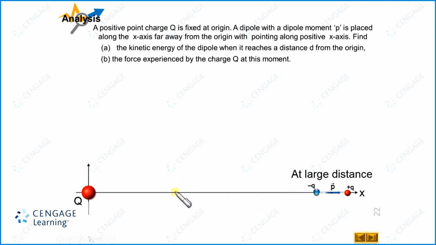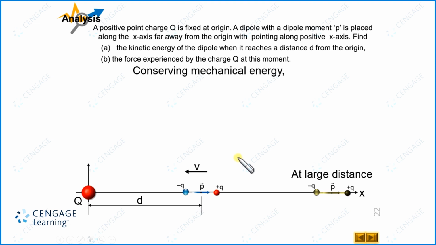Okay, so let us release this dipole like this, and it has reached this position at a distance d, and at this time the velocity of this dipole, say, is v. This is at a distance small d. As we know, the mechanical energy will remain conserved. That means we can apply conservation of mechanical energy: the initial potential energy plus initial kinetic energy is equal to the final potential energy plus final kinetic energy.